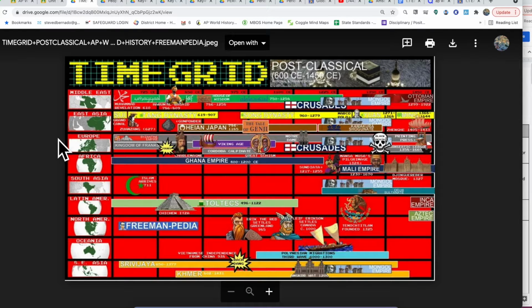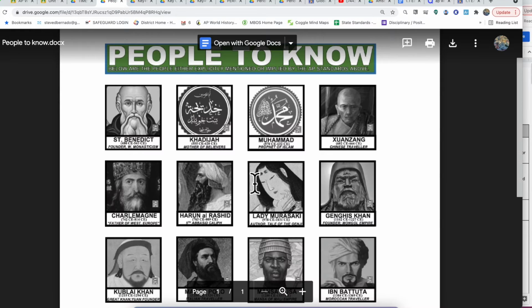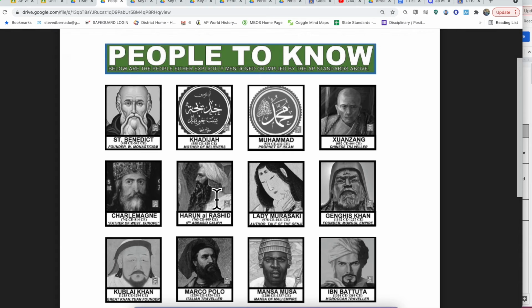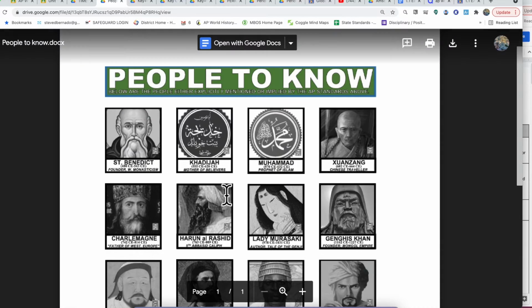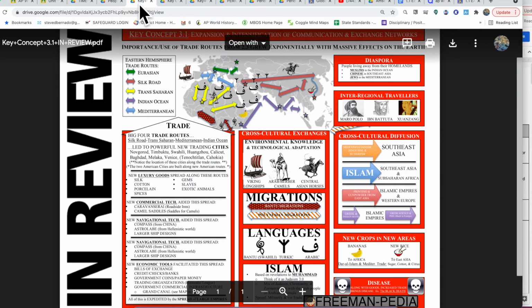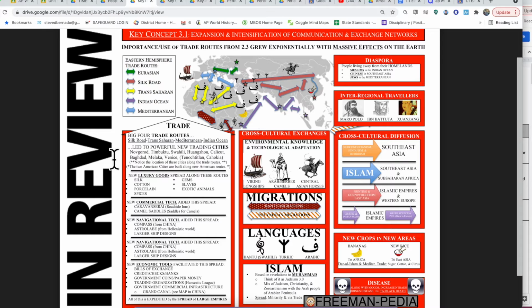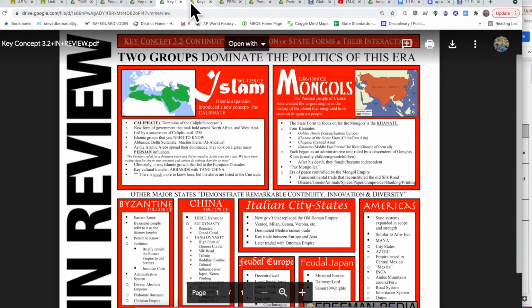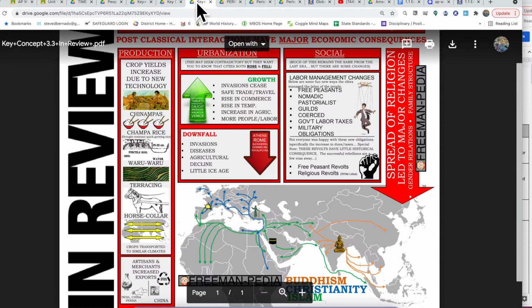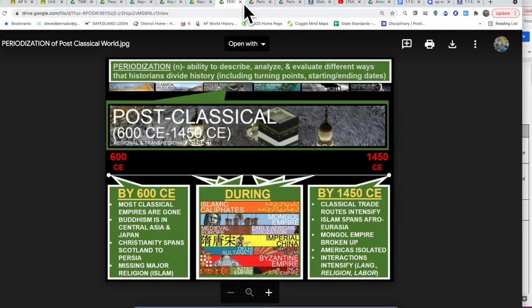Okay, so we also have people to know. So you can click on this, and these are the major figures I need to know for Unit 1. Okay, you also have your review of the whole unit. Fantastic reviews of these key concepts, which you have to know all year long. So these key concept reviews, these graphic organizers broken down into boxes, are very precise, very succinct, and they're great for studying for an exam.